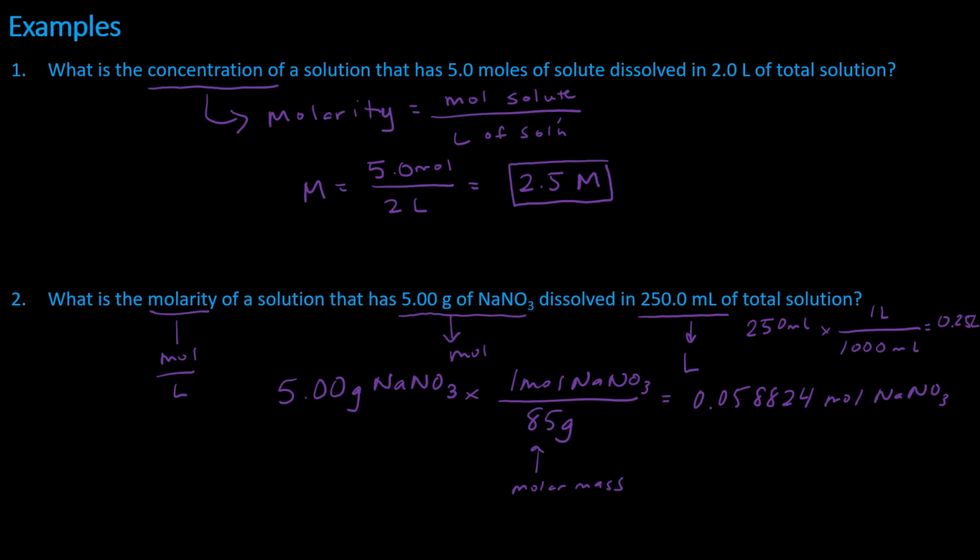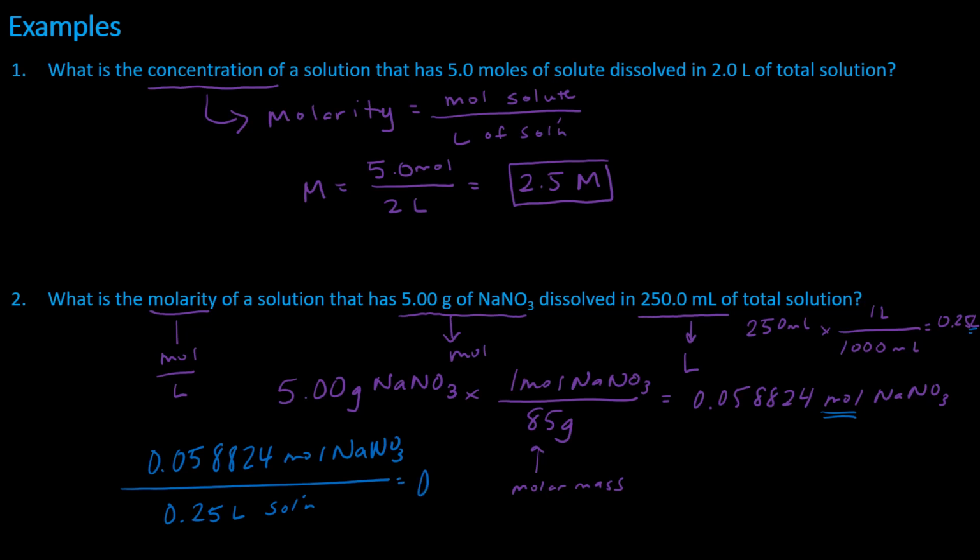So now I'm going to take the moles of the solute, that's the stuff that's dissolved, and divide it by the liters of the solution. So 0.058824 moles of sodium nitrate is dissolved in 0.25 liters of solution. So that gives us 0.235 molar, or moles per liter.